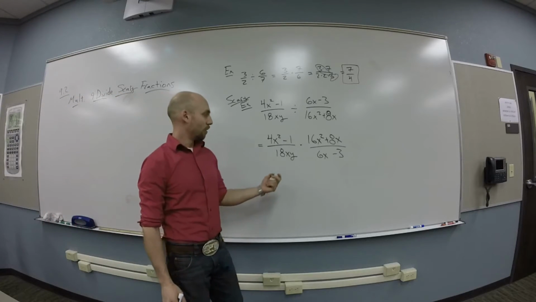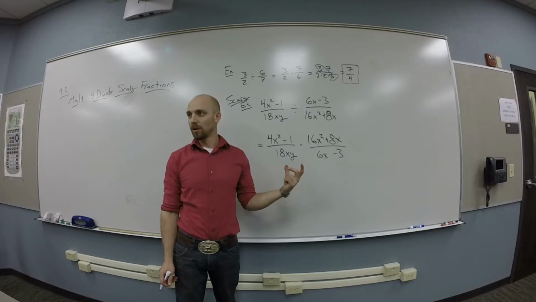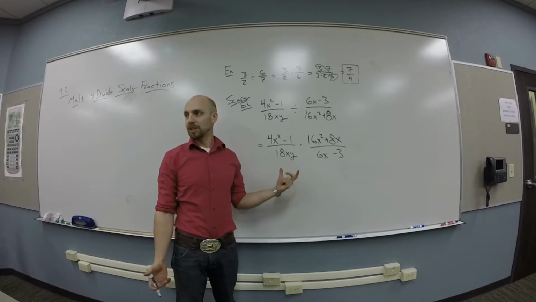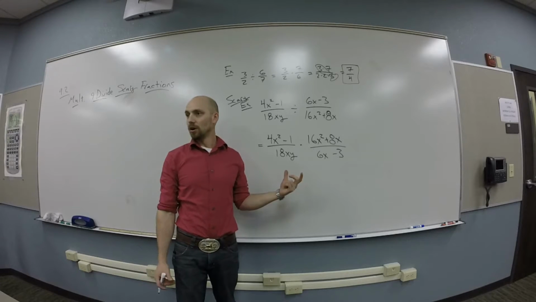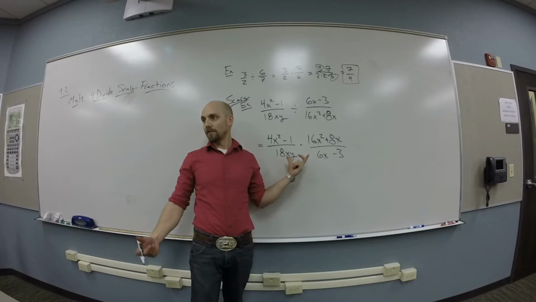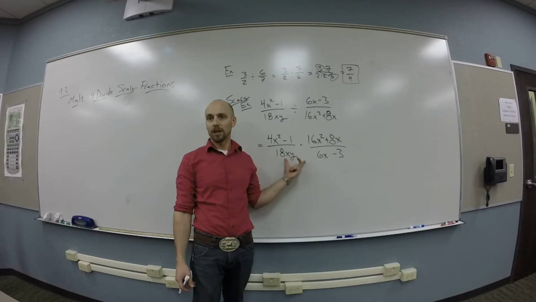Let's see, so what are we trying to do? Reduce each individual fraction. We're just trying to get some pieces to cancel, right? Okay, so maybe even before I try to multiply these together, I should try to factor some stuff out. I think that's a good idea.